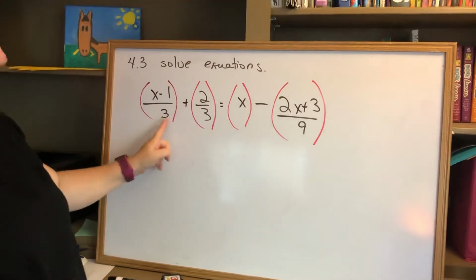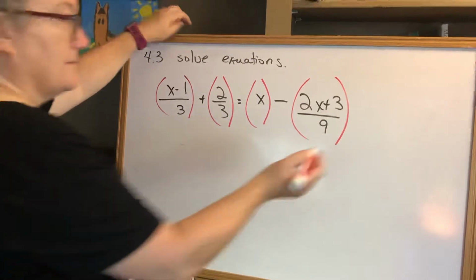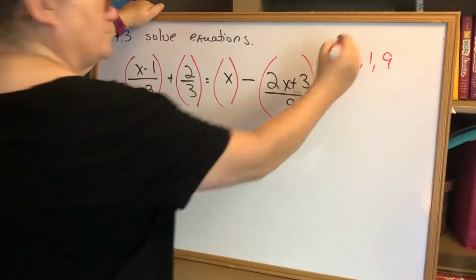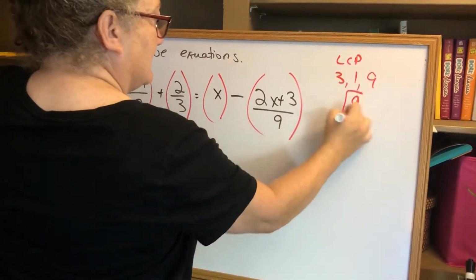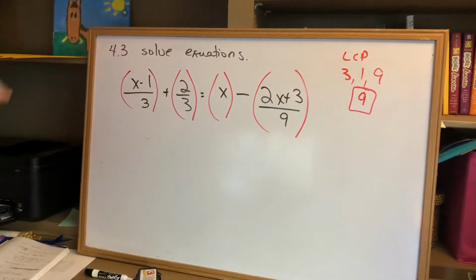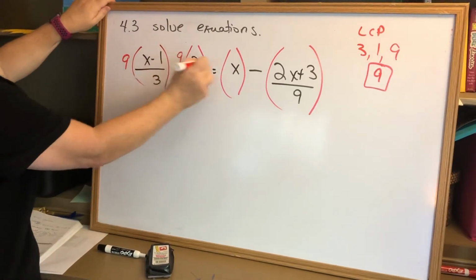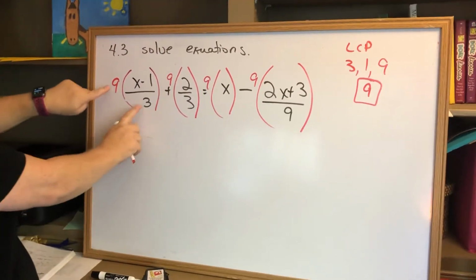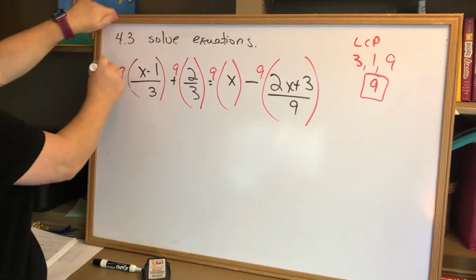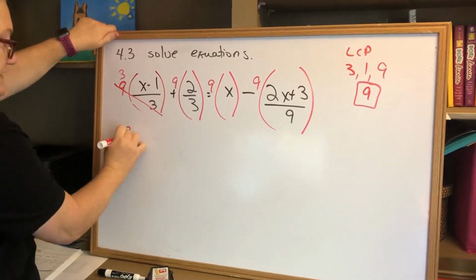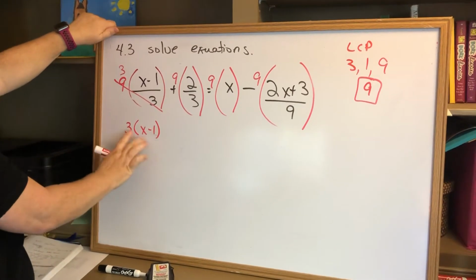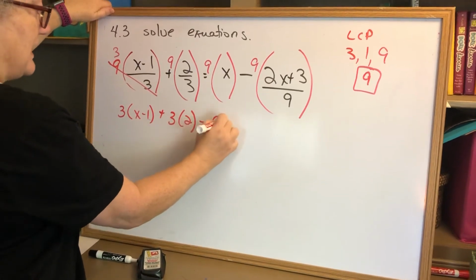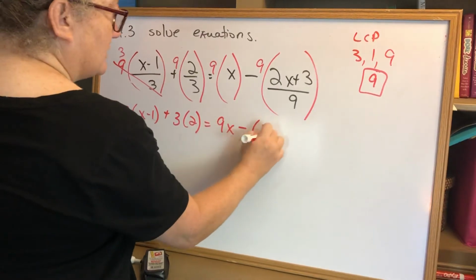So we need to find the common denominator of 3, 1, and 9. What is the common denominator between 3, 1, and 9? LCD. That would be 9. So I'm going to multiply every term by 9. So I'm going to put a 9 out here, a 9 out here, a 9, and a 9. And then we're going to simplify. So the denominator should always go away. I'm going to simplify this. 3 goes into 9 how many times? 3 times, and I'm just going to rewrite this so you can see it clearly. So I have left 3 times (x minus 1) plus 3 times 2 equals 9 times x minus (2x plus 3).